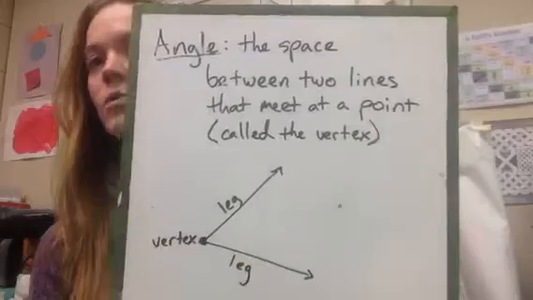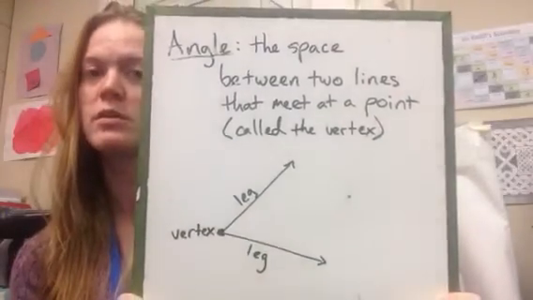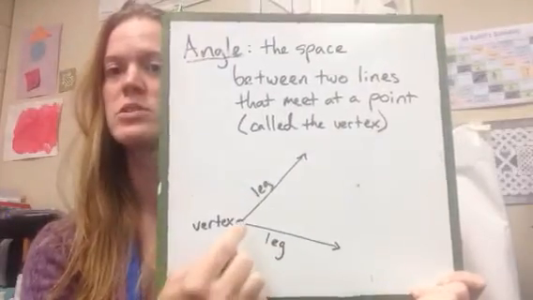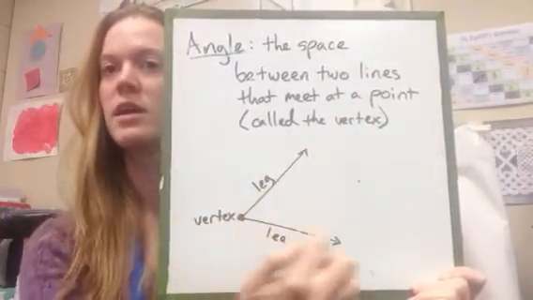Alright, so first let's start with the definition. Angles are the space between the lines that meet at a point, and that point is called the vertex. So here's an angle, this is the vertex, this is a leg, and that's a leg.